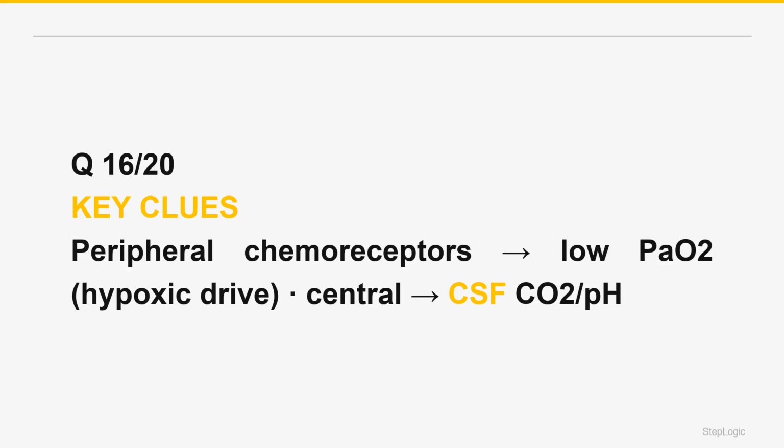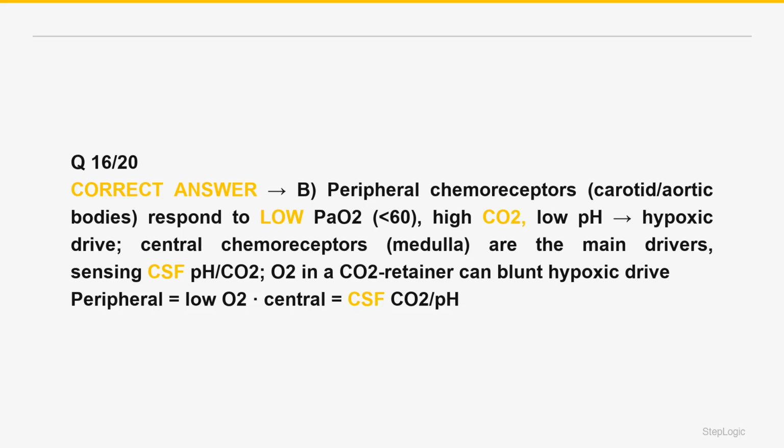Ventilation is controlled by two sets of chemoreceptors. The peripheral chemoreceptors, the carotid bodies at the carotid bifurcation via CN9 and aortic bodies via CN10, are the ones that sense arterial oxygen. They are stimulated by a low arterial PaO2, importantly, only when it drops below about 60 millimeters of mercury, the steep part of the response, and also by high PaCO2 and low pH, hydrogen ions. They drive the hypoxic drive to breathe. The correct answer is B.